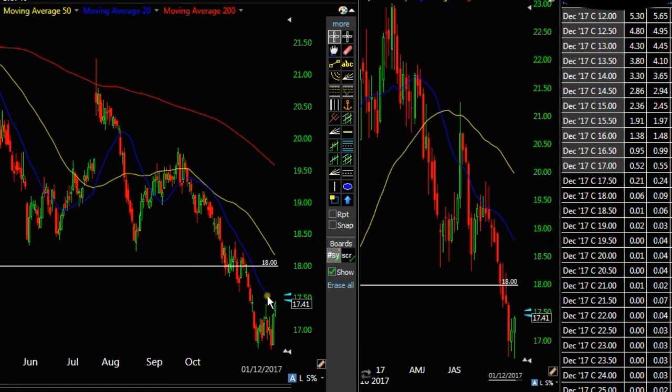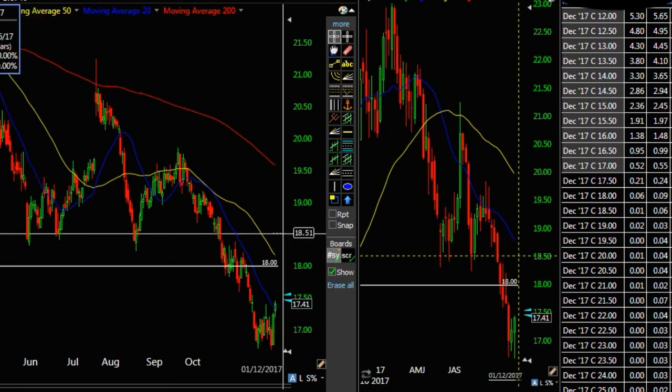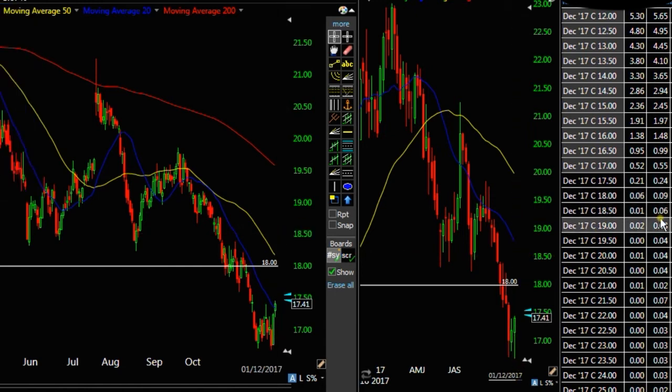Now, should this stock reach $18.50, the value of the option, which currently is around 10 cents, will be the difference between the actual price and the strike price. So assuming this stock gets up to $18.50, the value of those options will be worth 50 cents. And you can see we're aiming to buy it today at the open for a price of around 10 cents, give or take a cent or two.